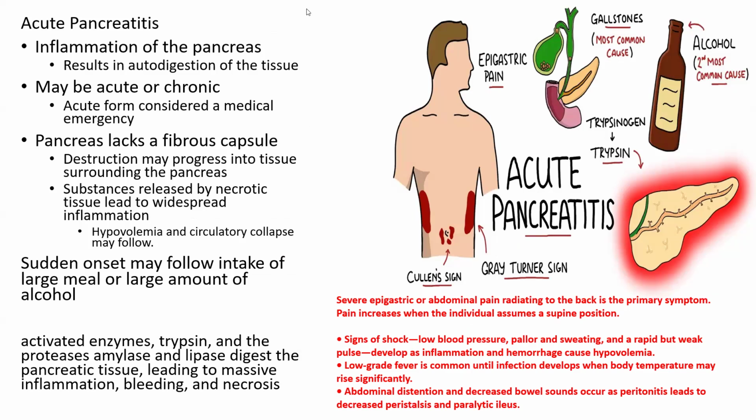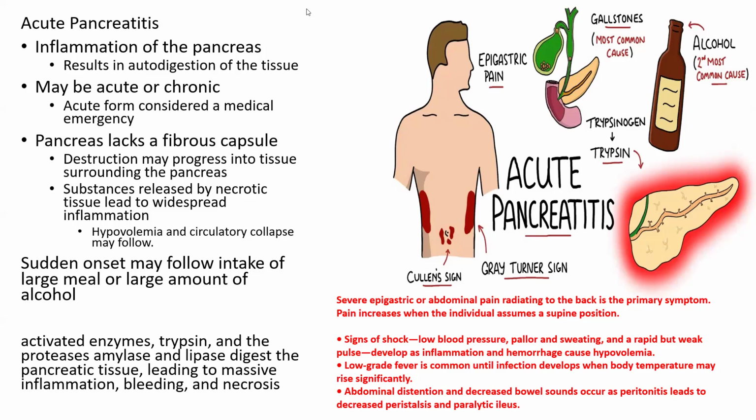Okay, now we're going to talk about pancreatitis. Okay, so this is inflammation of the pancreas and it causes it to eat itself or auto digest itself. The activated enzymes, the trypsin, the amylase, the lipase will start to digest that pancreatic tissue, and that causes massive inflammation, bleeding, and necrosis. This can be acute or chronic. It is a medical emergency. And we're not going to feed these patients because feeding them will trigger this because the pancreas is responsible for digestion. So we don't want to trigger the digestive process here.